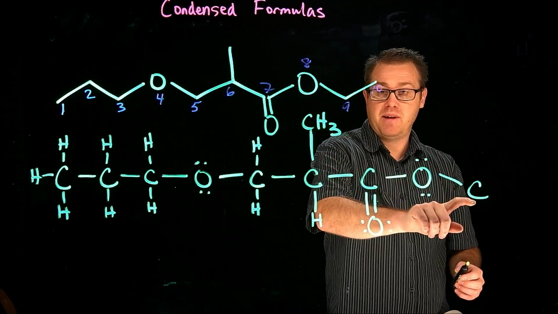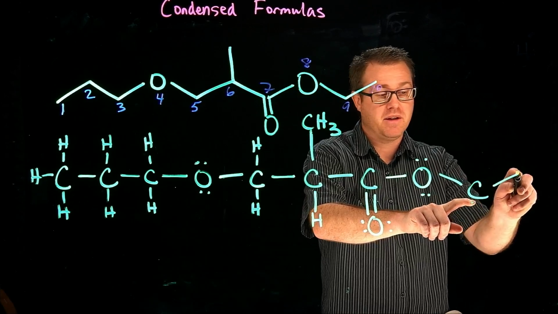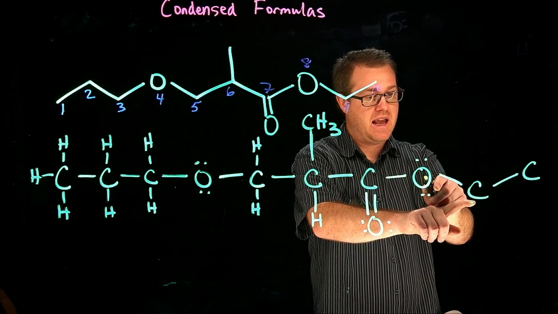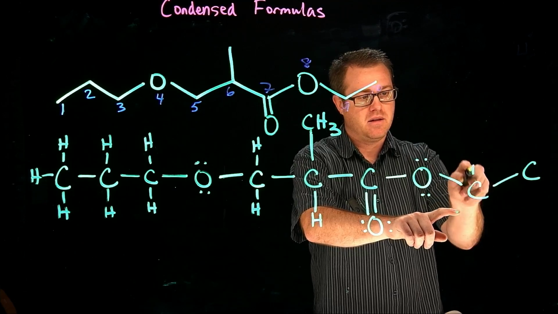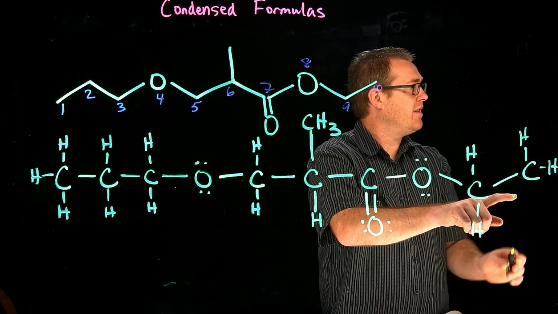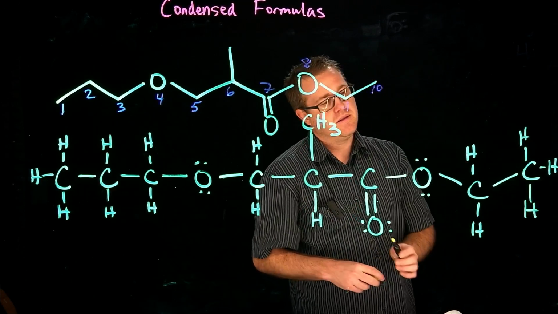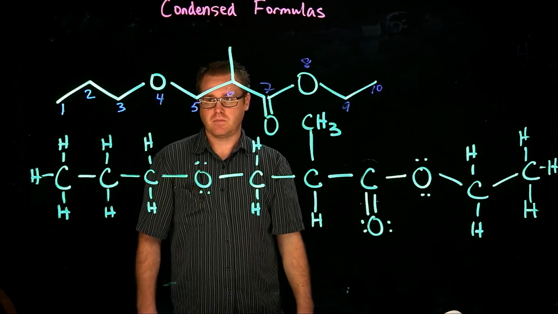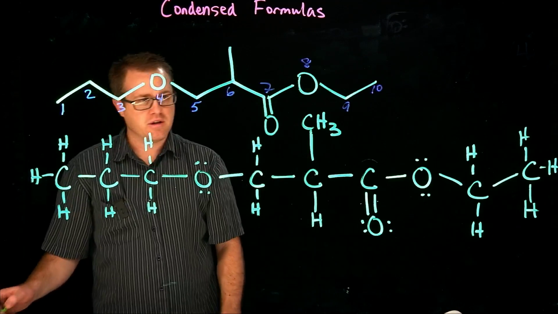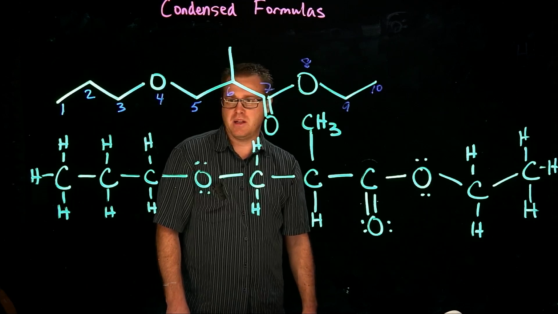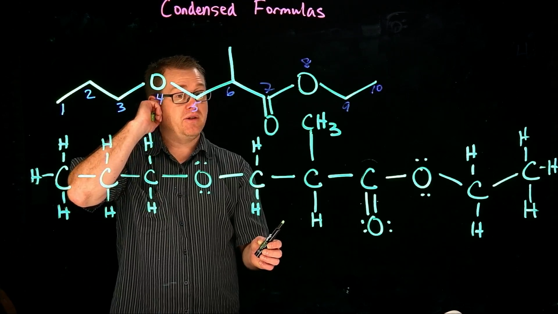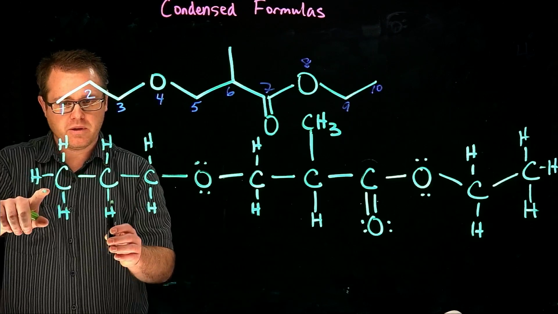Carbon 9 is bonded to carbon 10, but also bonded to oxygen 8. So that means that there has to be 2 hydrogens there. Then carbon 10 would have to have, and I think I cut off, nope, didn't cut it off. Like that. So that's the Lewis structure. Now, how do I convert that Lewis structure into a condensed formula? So I'm going to show you 2 ways to do this. Okay? We could do it like this.